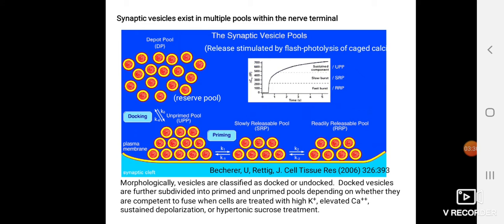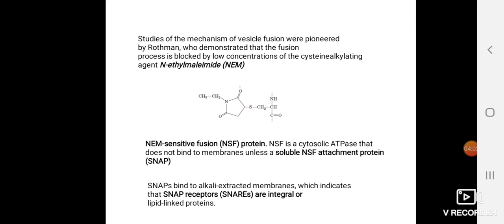This is an experiment people have done to measure how exactly fusion happens, using photolysis of caged calcium, and you can see how it helps in this process. Initially the vesicles are at the docking zone, then they come into the active zone, then priming happens, and then fusion takes place.